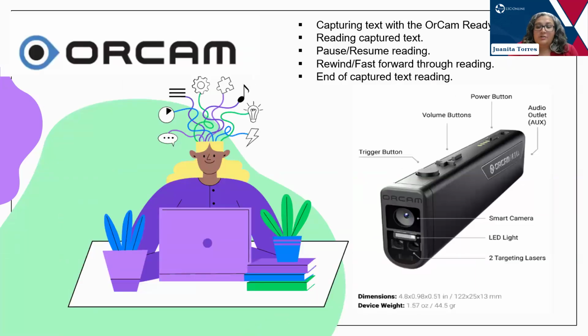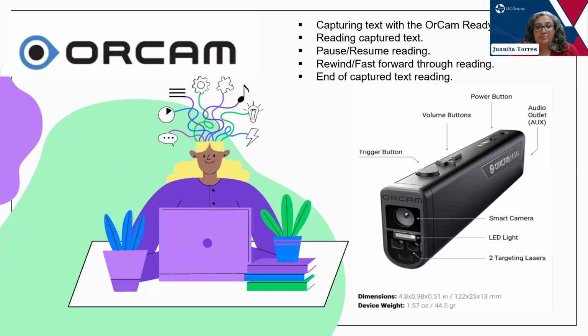All right. And so OrCam Read, we're going to continue to talk about how it works. To capture text, you will press the trigger button. The OrCam Read will then make a series of clicking sounds when it has captured the text. Following that, you will hear a series of more beeping noises while the OrCam Read is analyzing the text. You will hear the text start to be read aloud, and you can press the trigger button to either pause or resume the reading. The OrCam Read will let you know when it is done reading with the chime sound.